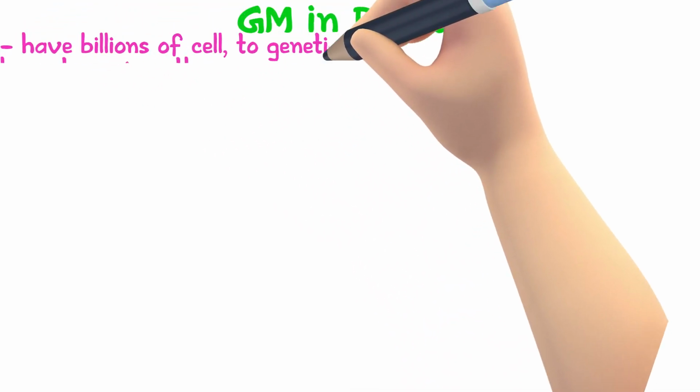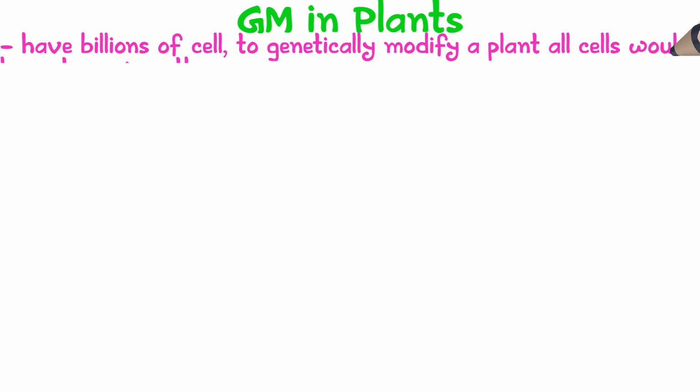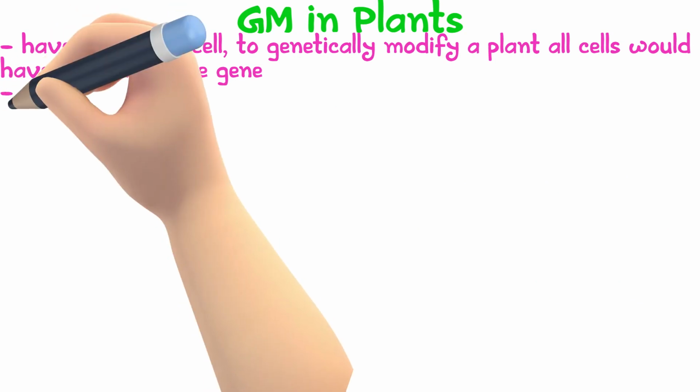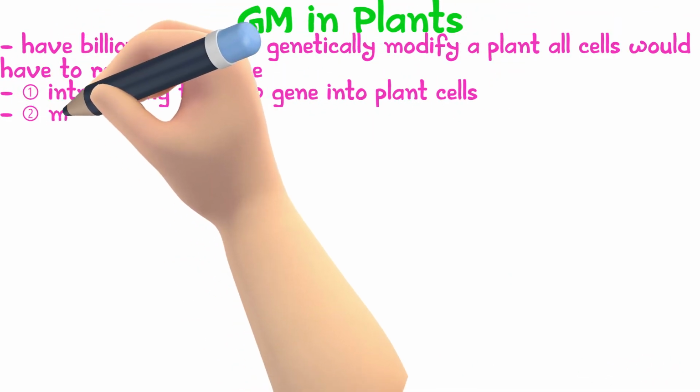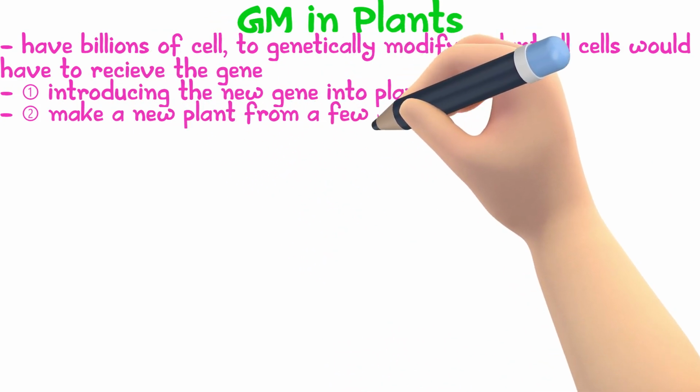Bacteria only have one cell, so gene transfer happens from one cell to another. But plants have billions of cells, and to genetically modify a plant, all cells must receive the gene. So the two steps when it comes to genetically modified plants are: 1. Introducing the new gene into plant cells, and 2. Producing a new plant from a few cells.